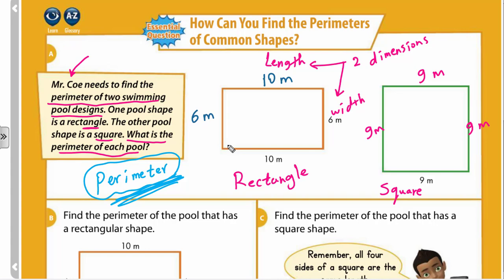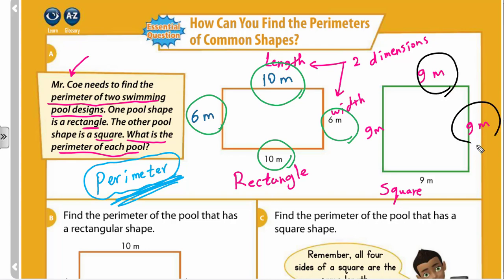So here for this rectangle, for example, we need to add 10 plus 6 plus 10 plus 6. Why? Because we need to go around the shape and add the side lengths. And the same for the square. We will add 9 plus 9 plus 9 plus 9.